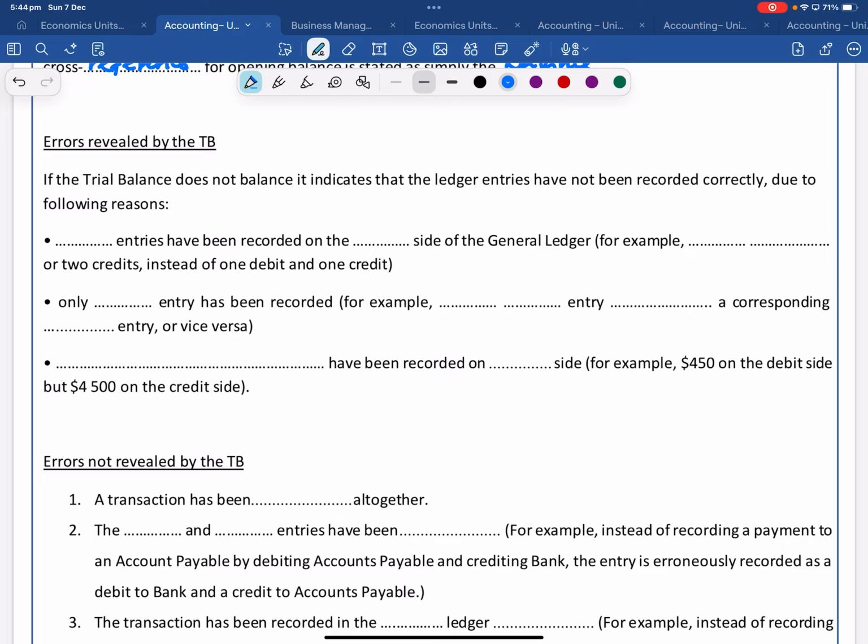Errors of transposition. Transposition means actually we have swapped the numbers. So let's say instead of, for example, 180, we have recorded 108 in both places. Then still, you think the trial balance balances? Yes. And the interesting thing is, it's a mathematical thing, the difference between those transposition errors is always a multiple of 9. Let's check it. 180 and 108. So what's the difference? 72. Divided by 9. Very interesting.